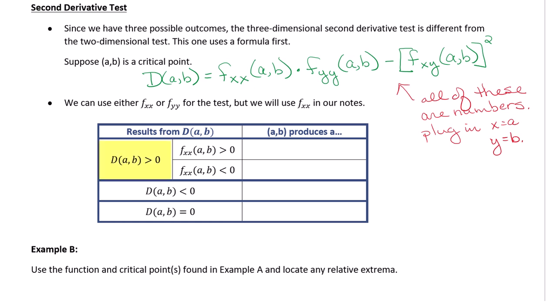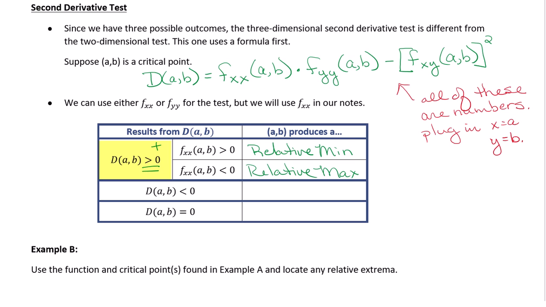So first of all, if this value is greater than 0, in other words, if it is positive, then we are either going to have a relative max or min. If that second partial derivative is positive, guess what we're going to have? We're actually going to have a relative min. If the second order is negative, we're going to have a relative max.